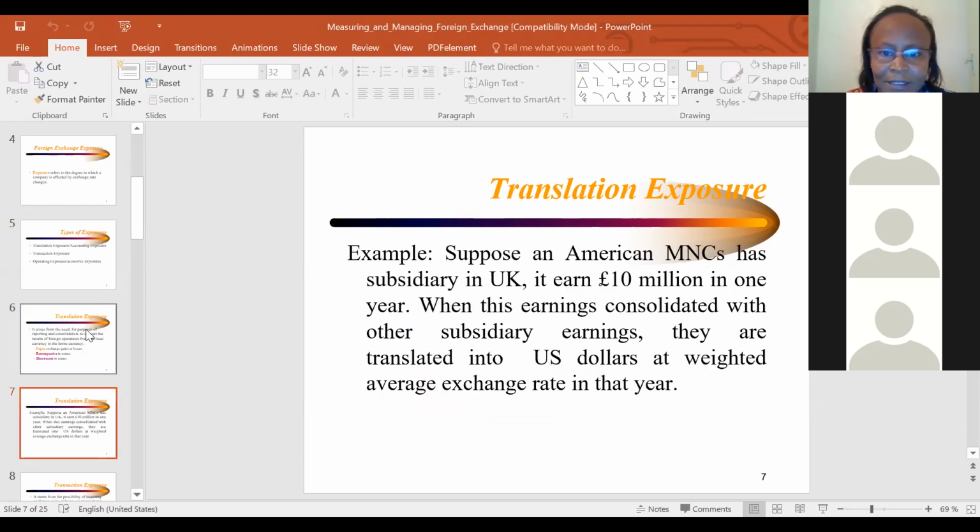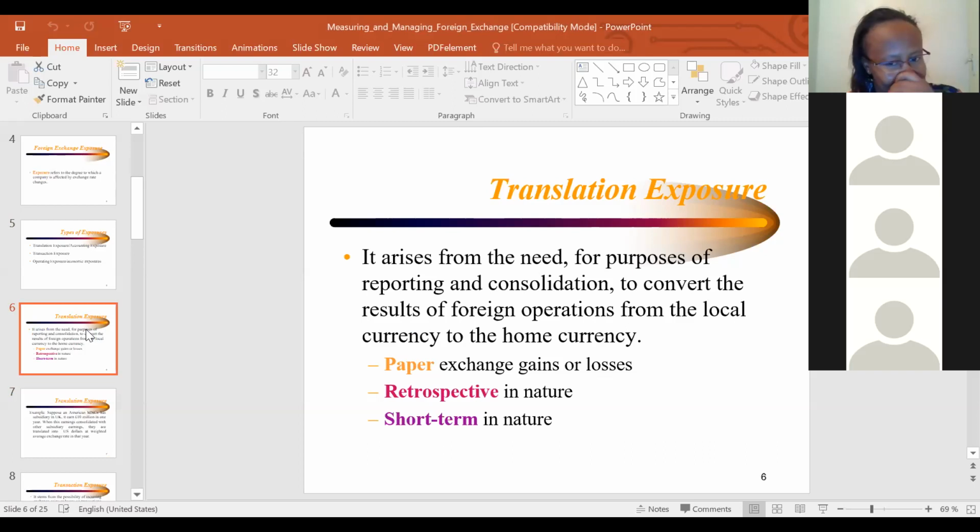Can I try? Yes. Some transactions are converted using the rates at the beginning of the year, and other transactions are converted using the exchange rate at the end of the year.